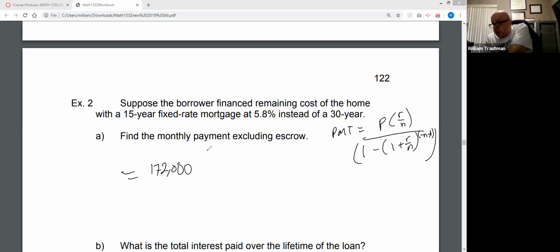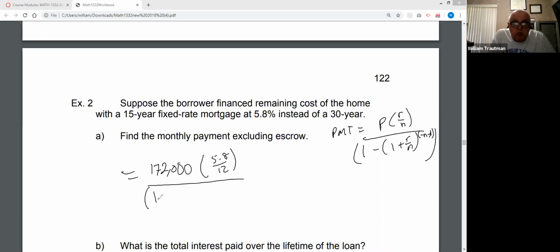So that's the principal. The interest rate was 5.8, N is 12. Then we have 1 minus 1 plus R, which is 5.8 over 12, to the negative N, which is 12, times T, which is 15 years. So let's put that into our calculator. That's 5.8%. If you guys are copying me, make sure you put the percent sign.